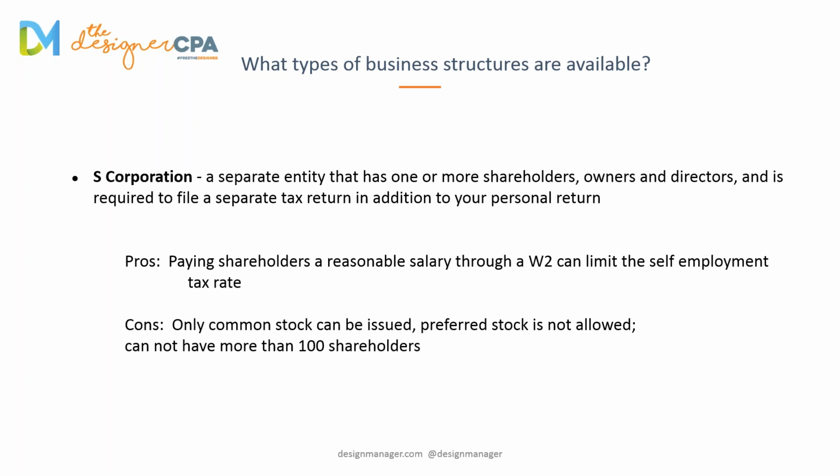And you also can't have more than 100 shareholders, which may seem like quite a bit of owners to some people that are listening. But in a big company where there's more than 100 owners or shareholders, then an S corporation is not allowed.